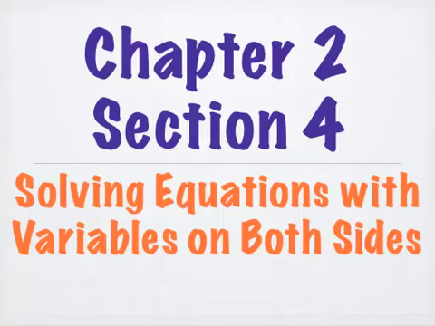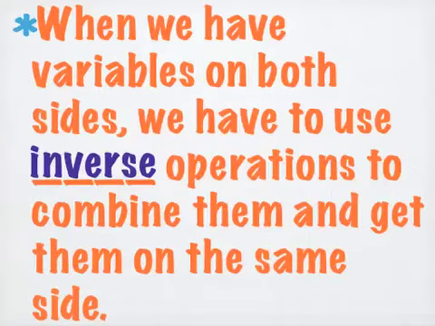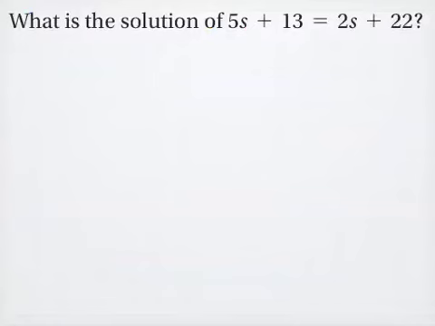To Section 4, Solving Equations with Variables on Both Sides. When we have variables on both sides, we have to use inverse operations to combine them and get them on the same side. The first example says, what is the solution of 5s plus 13 equals 2s plus 20?